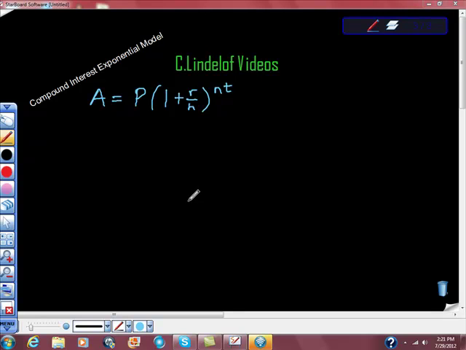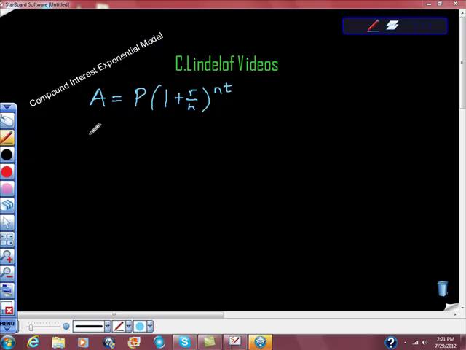I wanted to talk about compound interest as an exponential model. So here is our formula for compound interest. This is the amount that we have. Principal is P, which is the amount that we started with, times 1 plus the rate over the number of compounding periods, to the power of the number of compounding periods times T, where T is the number of years in the cycle. So it's going to look like this.